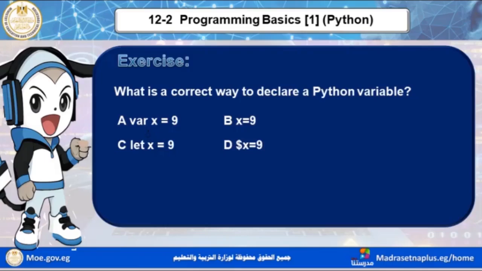In Python, we assign the value to the variable, so it is declared automatically. When we assign a value to a variable, it is declared automatically. We don't use any keywords to declare a variable. Here, it is totally different from PHP or JavaScript or others. So item B is correct. We assign 9 to X, so X is declared and its type is numeric.